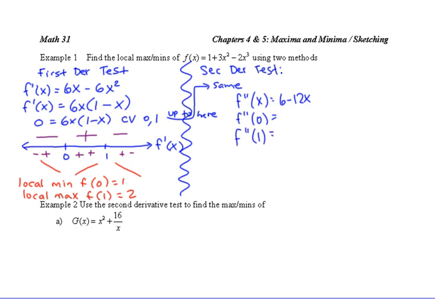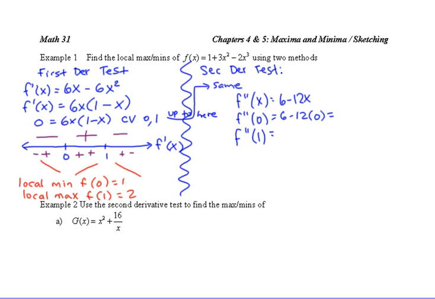So plugging in 0 into my second derivative, 16 minus 12 times, oops, not 16. Dyslexic, I think a little bit. I think I really am. I truly believe that.